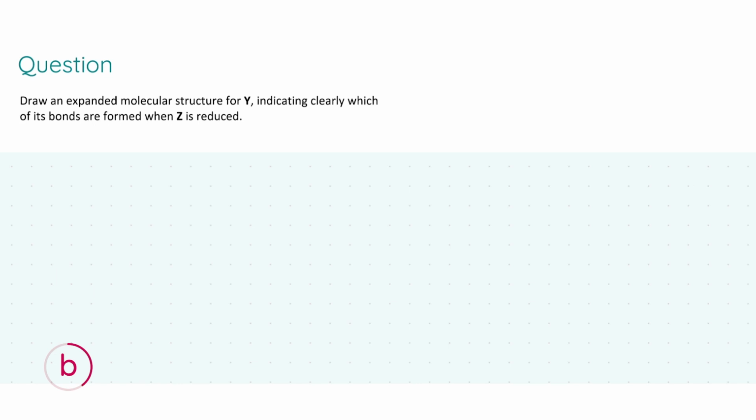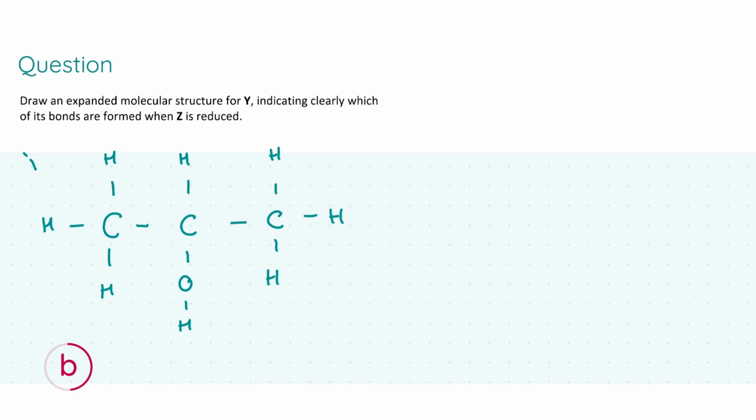So let's just draw Y. We've done that about 5 times so far in this video. So we have C, C, C, we have H's here, H, H, we have 1 H up here, and then we have an O to a H, and then H, H, H. So that's Y. So which of these bonds are formed when Z is reduced? We know that Z didn't have this, we didn't have this, so it's a double bond here. I'm just going to rub those out again so we don't get confused. So which bonds are then formed?